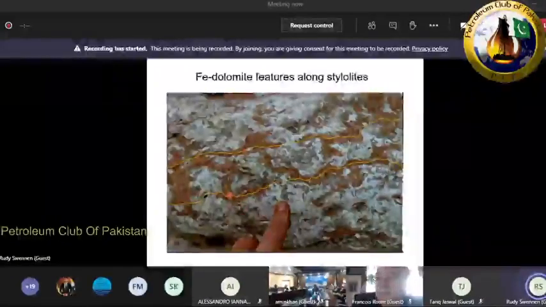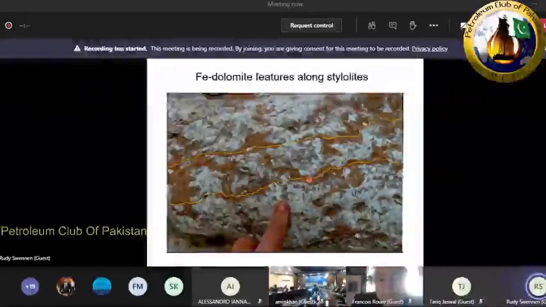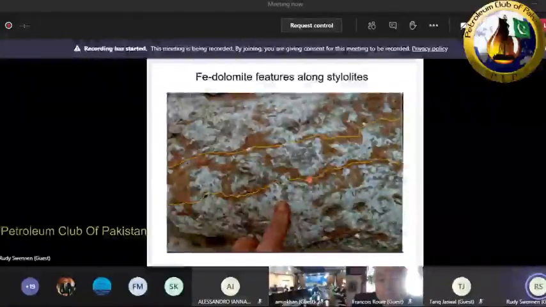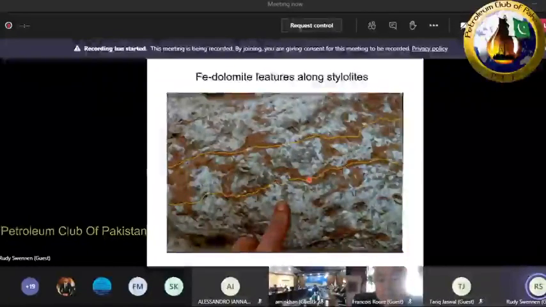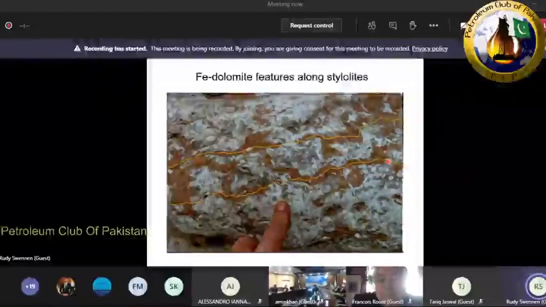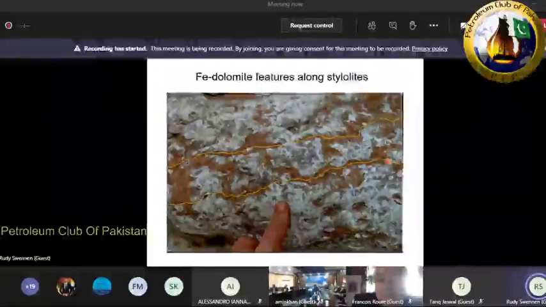Also, the stylolites, once they have been formed, act as heterogeneities, and in some cases fluid flow is really controlled by these stylolites, like here in this case of an iron dolomite, which is enhancing the reservoir properties of this limestone.